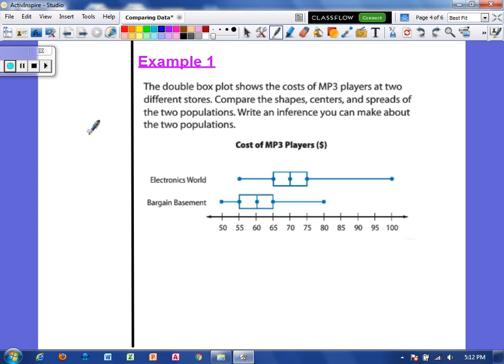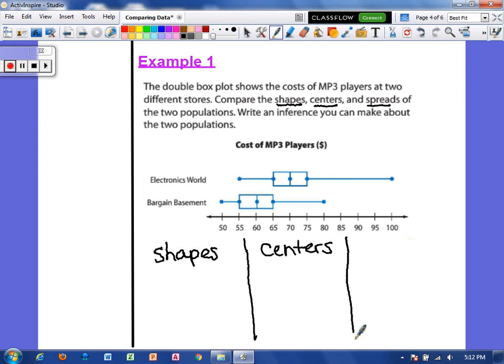Alright, let's go ahead and compare some box plots. So example 1 says, the double box plot shows the costs of MP3 players at two different stores. Compare the shapes, centers, and spreads of the two populations. Write an inference you can make about the two populations. Okay, so we are going to compare shapes, centers, and spreads. So I'm going to go ahead and write that down here so that we can keep this organized.